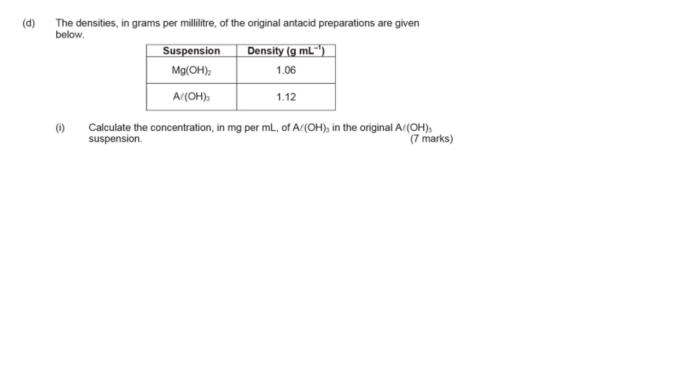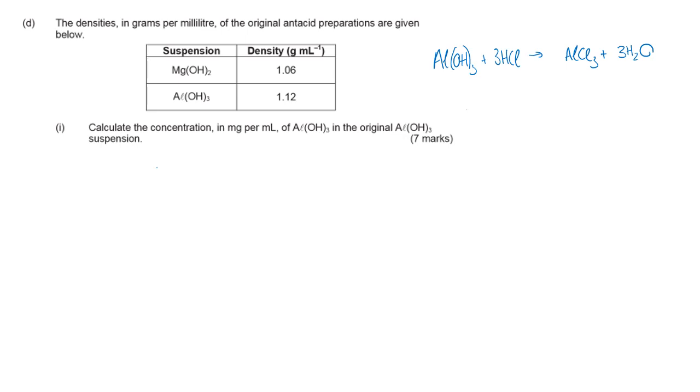Alright, so what do we know? We know the titre value from the previous question. We also know the reaction, very important. Aluminium hydroxide plus 3 HCl. Okay, so there's our equation. What do we know? Alright, we know the titre value and we know the concentration of the HCl from part B. Now, if you make a mistake with part B, you can get follow-through marks for that.